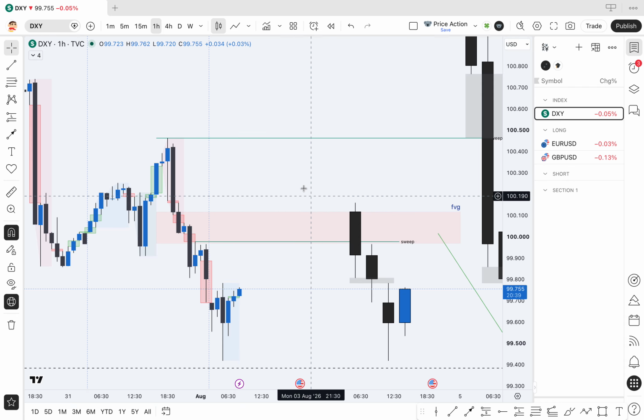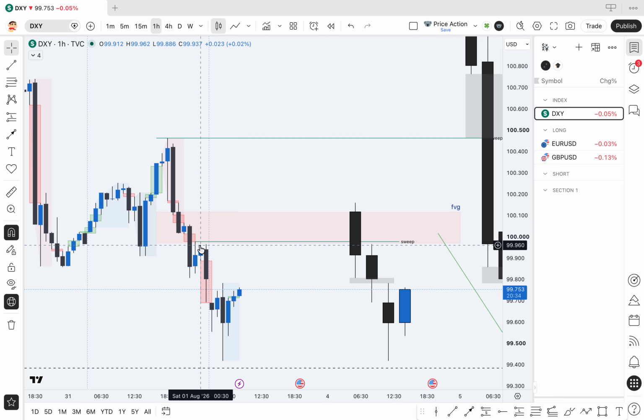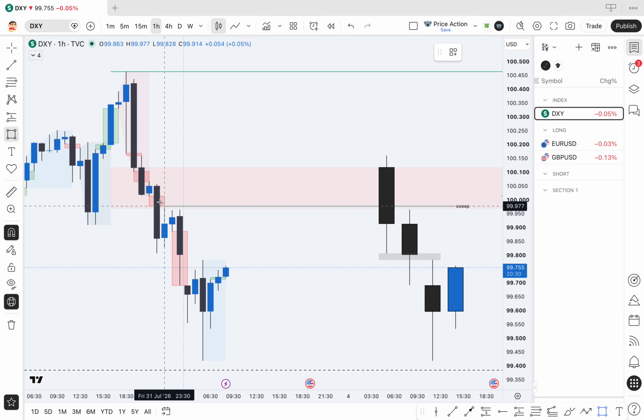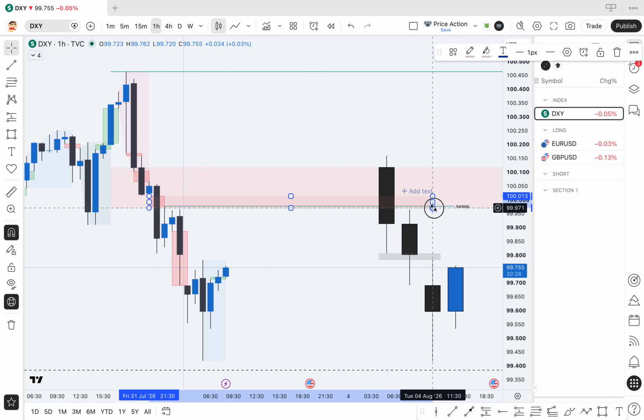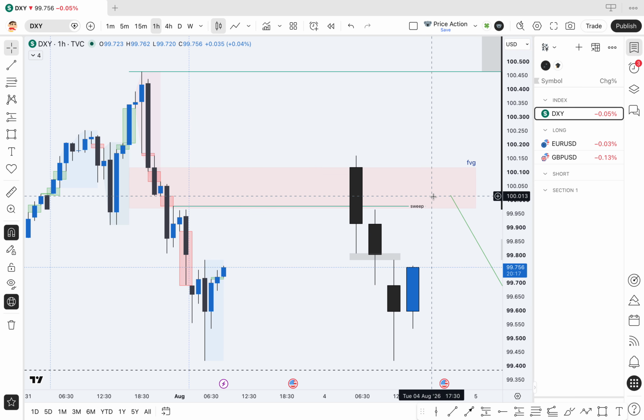Instead of having a full blown zone, a big range, it's always better to have a market point, which also coincides with this hourly fair value gap. So the market will eventually reach here, fill this fair value gap, take out the sweep, tap into the 4-hourly fair value gap, and then push to the downside.